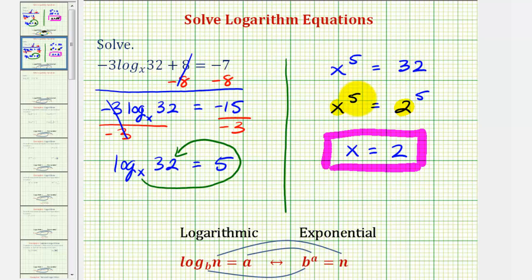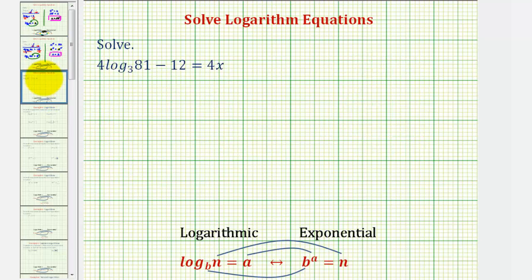If we weren't able to write 32 as something raised to the fifth power, we would have to take the fifth root of both sides of the equation in order to solve for x. Now let's take a look at one more example. This one's a little bit different because notice how the variable x is not actually in the logarithm, meaning it's not the base or the number of the logarithm.